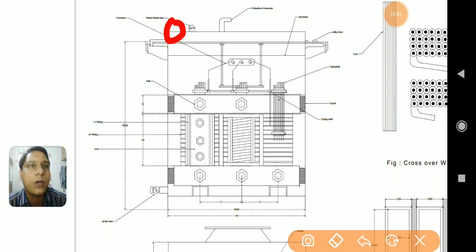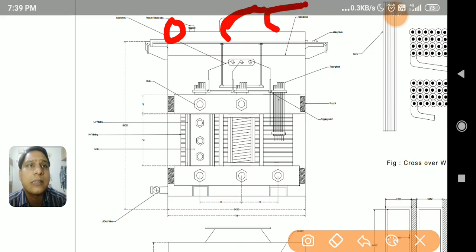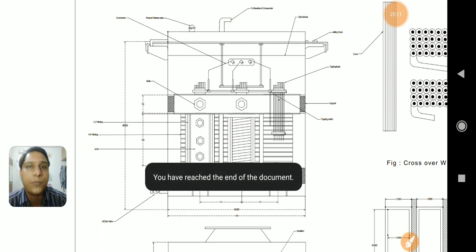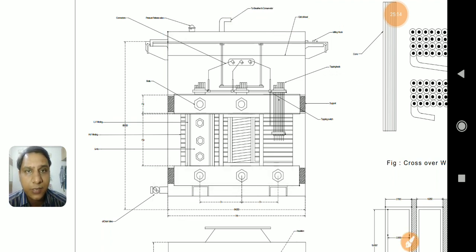Then the connections of breather and conservator are shown here. If you want, you can add the conservator and breather assembly here, so that you can explain it better. The conservator and breather construction and working is well known to all of us. We have gone through it in detail.